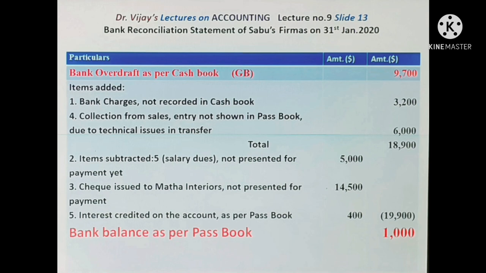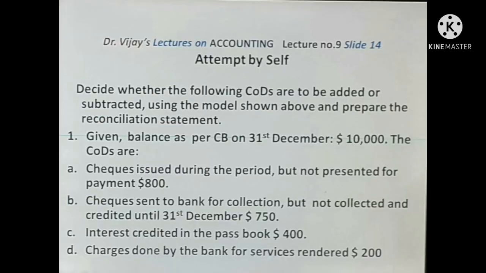Therefore, we have to understand that what we are getting is bank balance as per passbook, not overdraft as per passbook. We started with bank overdraft as per cash book, and we are getting a negative answer. So we come to understand that what the passbook shows is not overdraft, it is a positive balance of $1,000. This is the format of bank reconciliation statement. Hope you understood how to prepare the model and decide which cost of difference is to be added and which to be subtracted in each case.